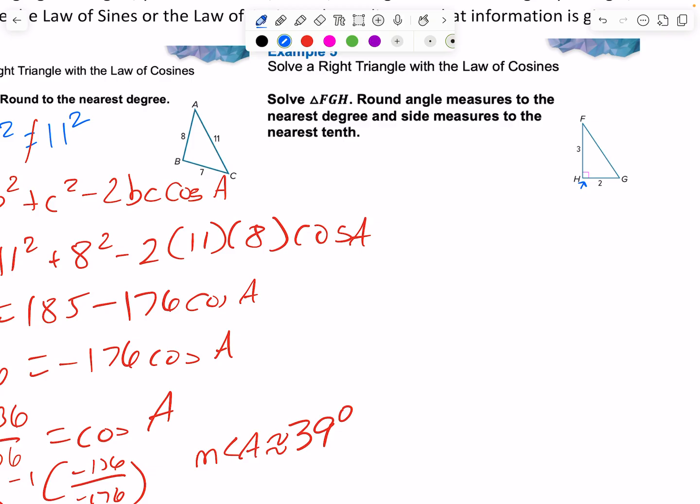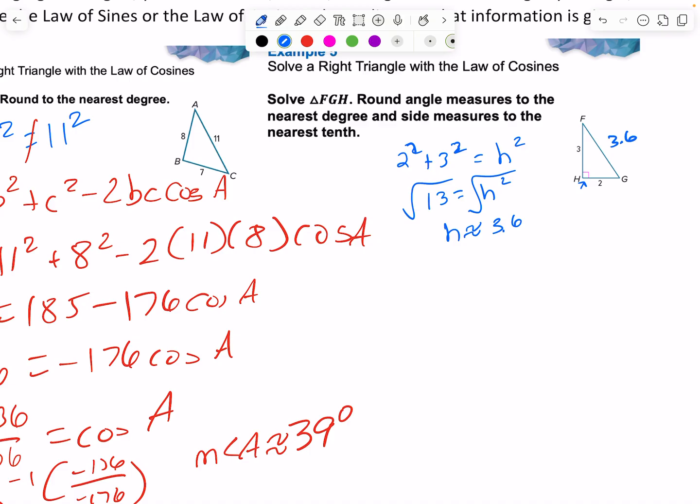But if it's a right triangle, then I can just use the Pythagorean theorem. 2 squared plus 3 squared equals h squared. So 13 equals h squared. Take the square root of both sides. So h is about 3.6. All right, so we found that first side length there.